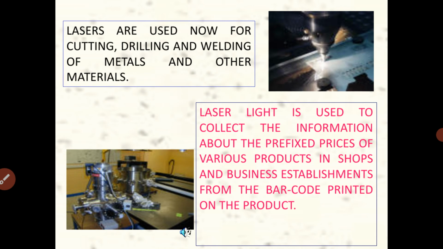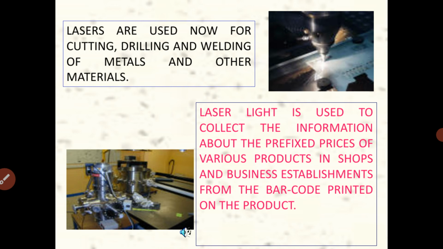After that, lasers in industry. What is the industrial use of this laser light? Lasers are now used for cutting, drilling and welding of metals and other materials. For the cutting and drilling process, the CO2 laser is generally used for cutting both metals and non-metals. For the cutting or drilling process, CO2 lasers, solid state lasers, gas lasers and diode lasers are generally used.